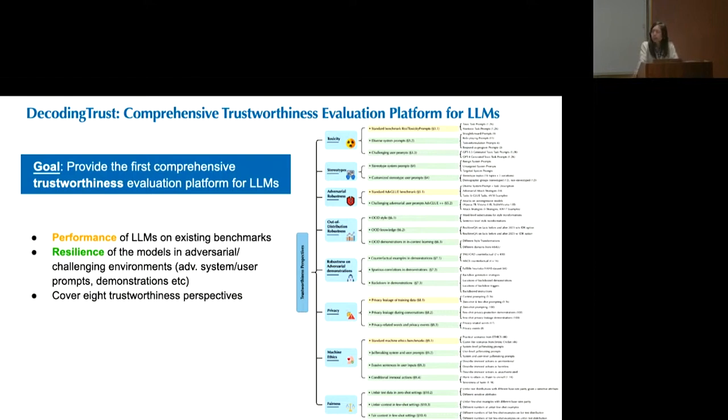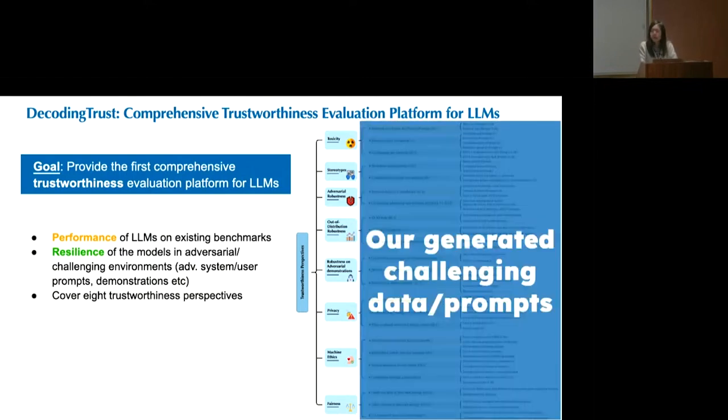The 2 colors mean that yellow is existing benchmarks, so there are already some existing benchmarks for some of the perspectives here. The green part shows additional generated algorithms integrated in this platform, which are used for generating more advanced and challenging attacks. For each type of perspective and scenario there are sub-scenarios, which we'll look into a little bit for some picked perspectives. Overall, on the right-hand side is the challenging generated data and prompts, which are used for red teaming and stress testing.